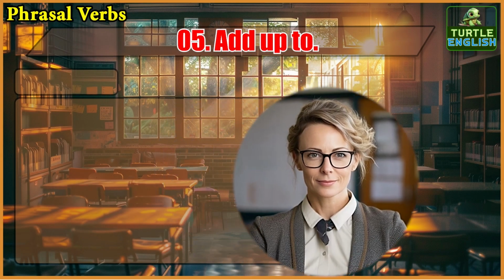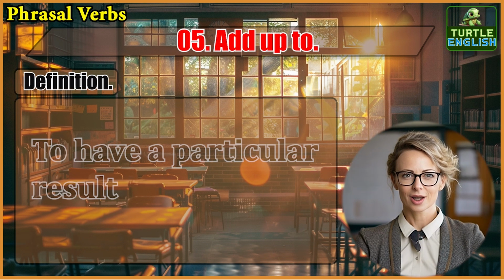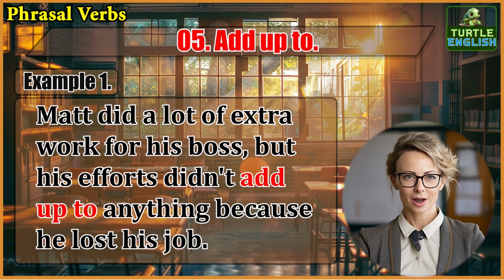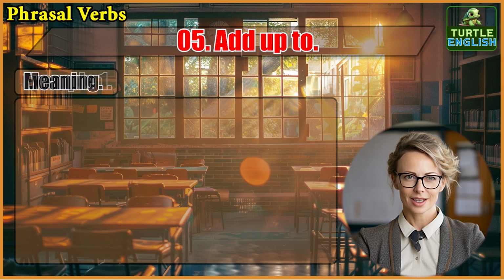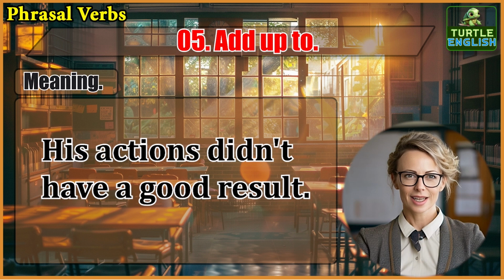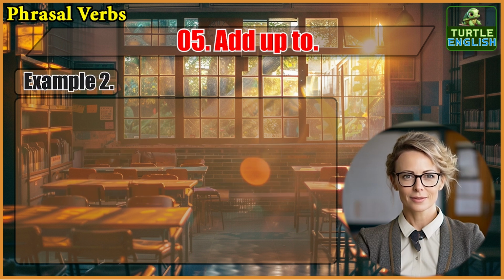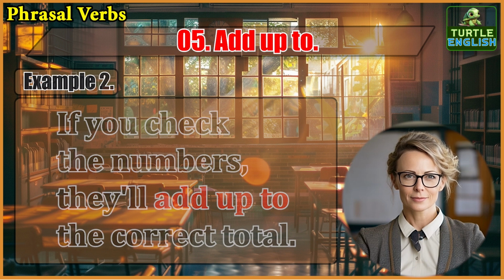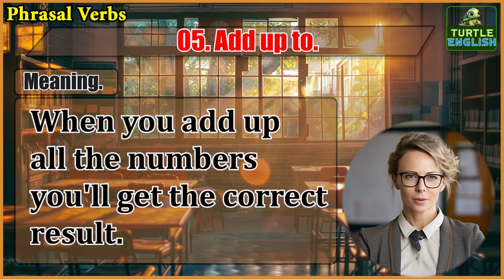Add up to. Definition: to have a particular result. Example number 1. Matt did a lot of extra work for his boss, but his efforts didn't add up to anything because he lost his job. Meaning, his actions didn't have a good result. Example number 2. If you check the numbers, they'll add up to the correct total. Meaning, when you add up all the numbers, you'll get the correct result.